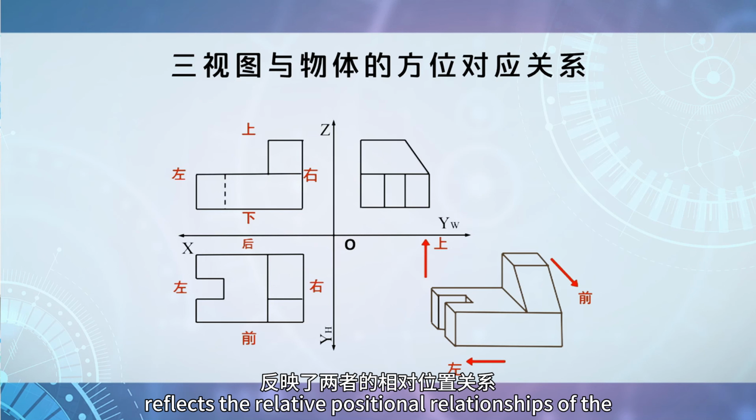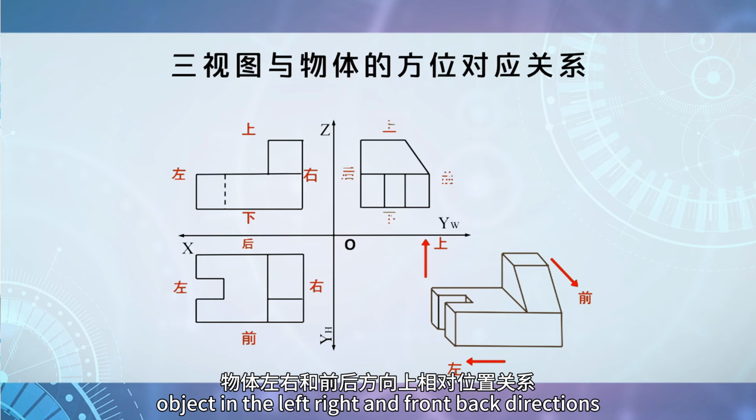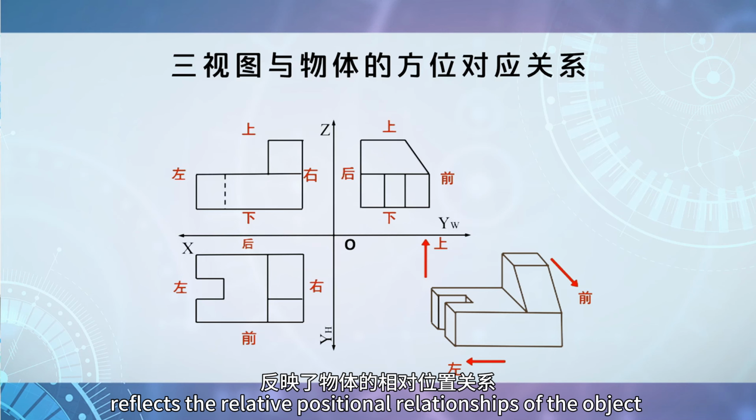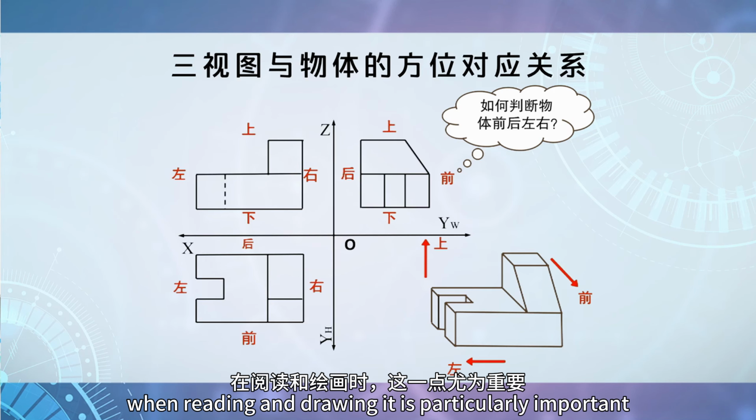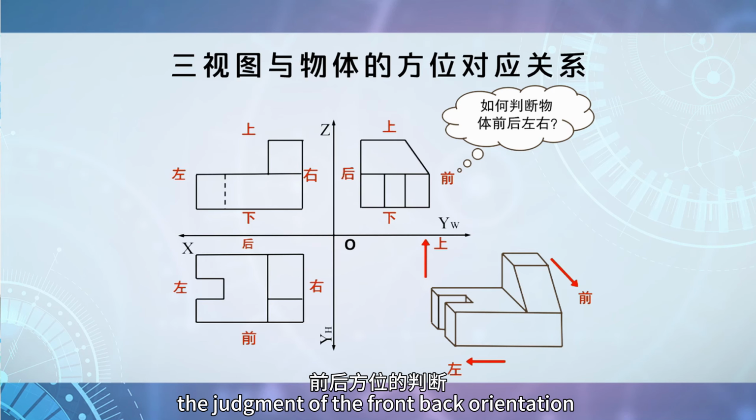The top view reflects the relative positional relationships of the object in the left-right and front-back directions. The left view reflects the relative positional relationships of the object in the up-down and front-back directions. When reading and drawing, it is particularly important to pay attention to the judgment of the front-back orientation.